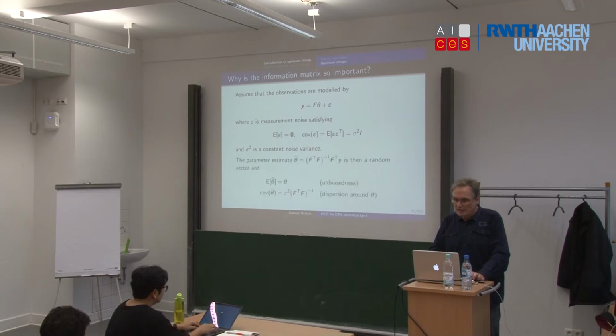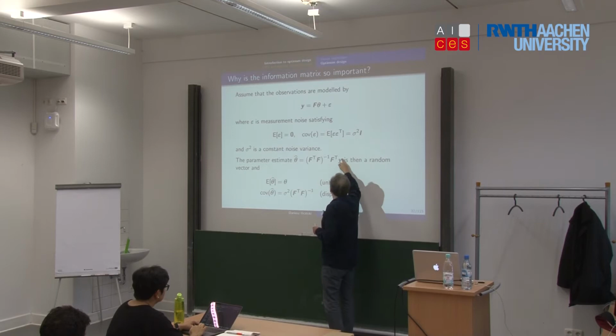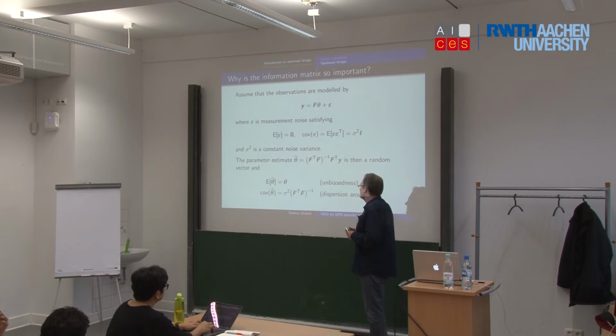So in this case, if you repeated the experiment many times, you recorded different values of capital Y, different values of observations. On the average, the values of the estimates from these experiments, from these repetitions, would be concentrated around the true value of the parameter. So we assume that our model is perfect.